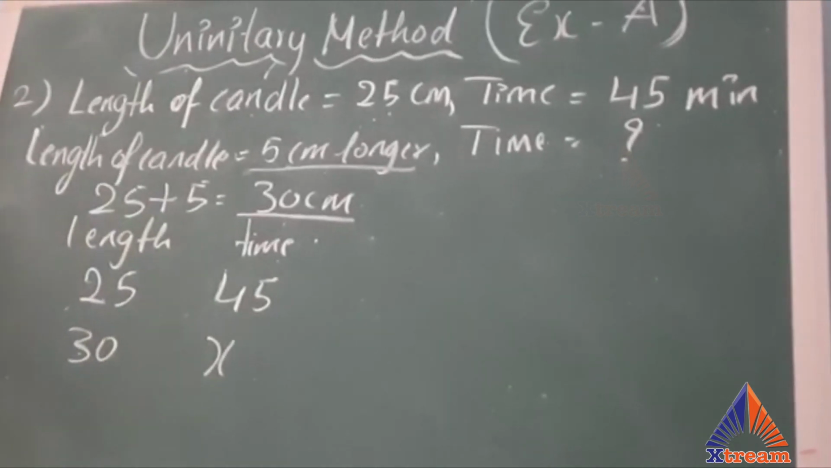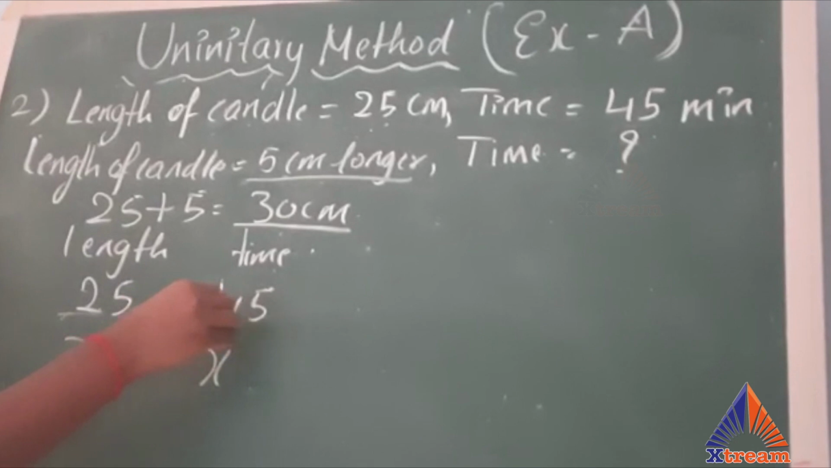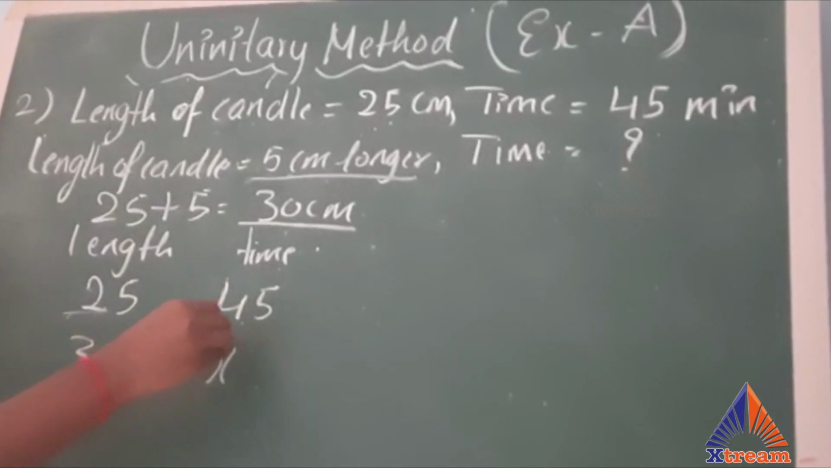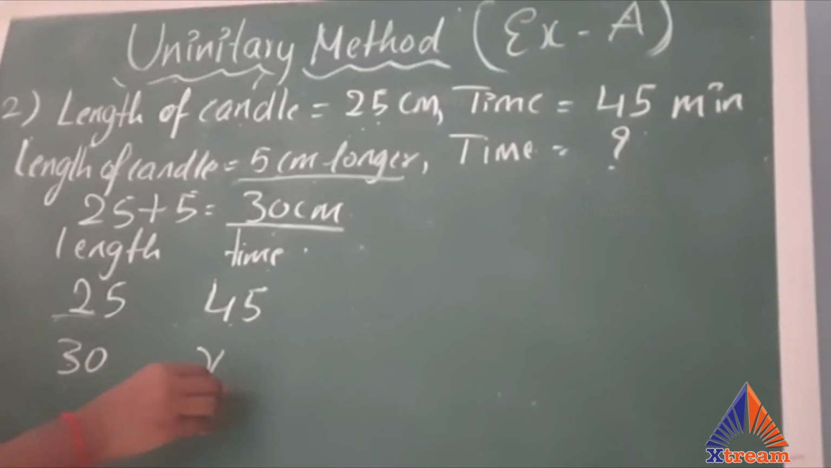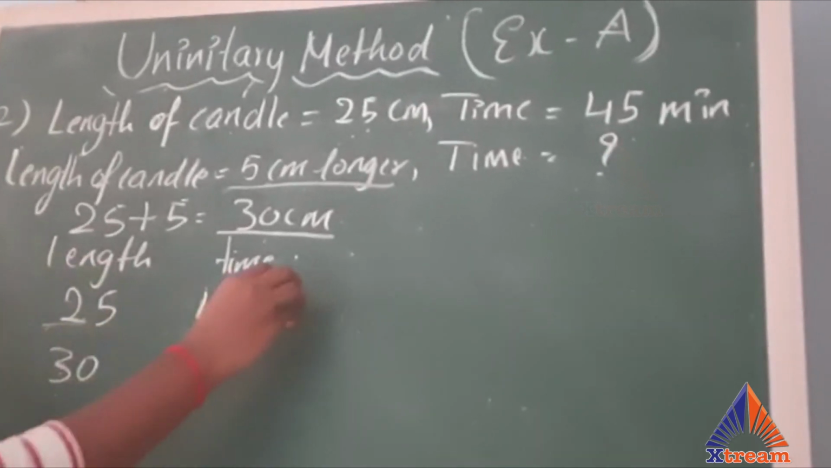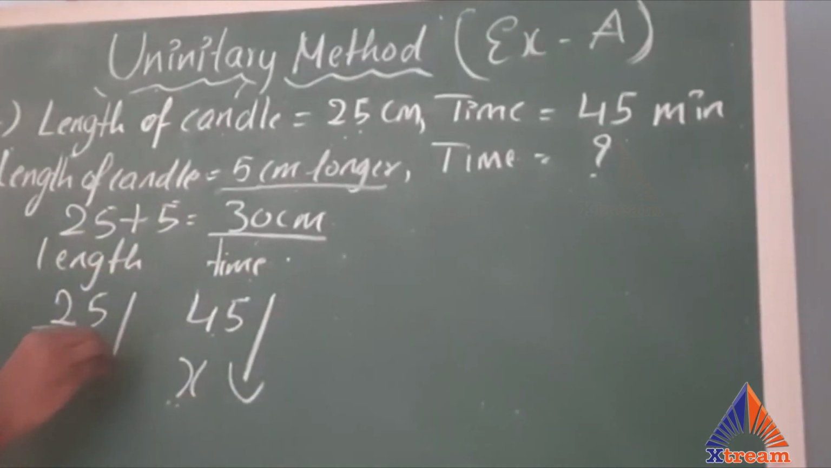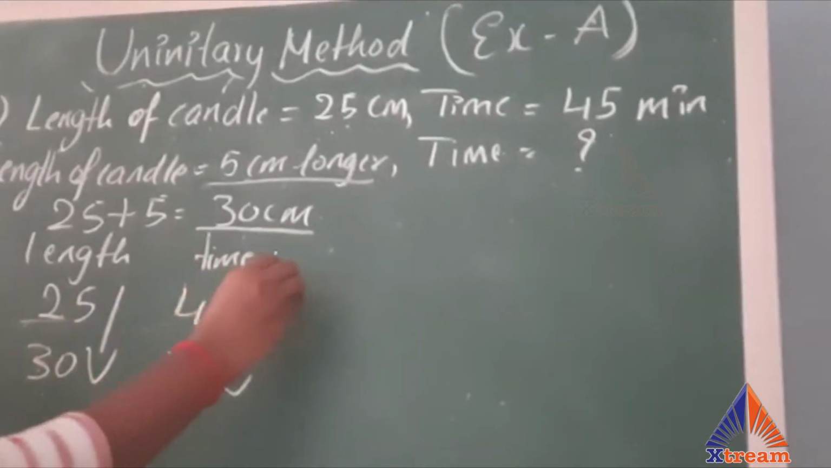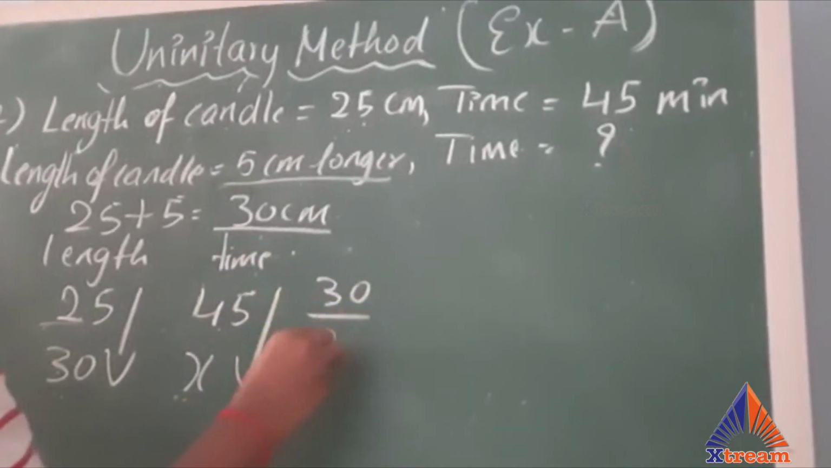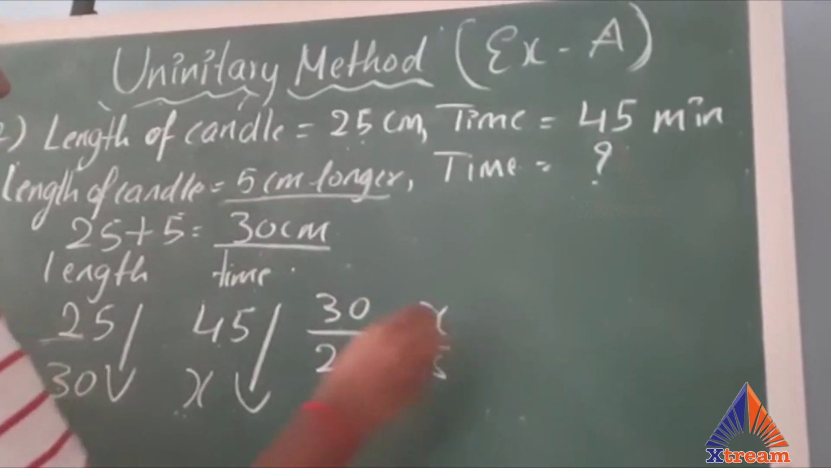Now point the arrows. If a 25 centimeter candle will burn 45 minutes, a 30 centimeter candle will burn more than 45 minutes, right? Therefore x will have a value more than 45. So point the arrow downwards, and here even point the arrow downwards. Now form the fraction, that is 30 by 25 is equal to x by 45.